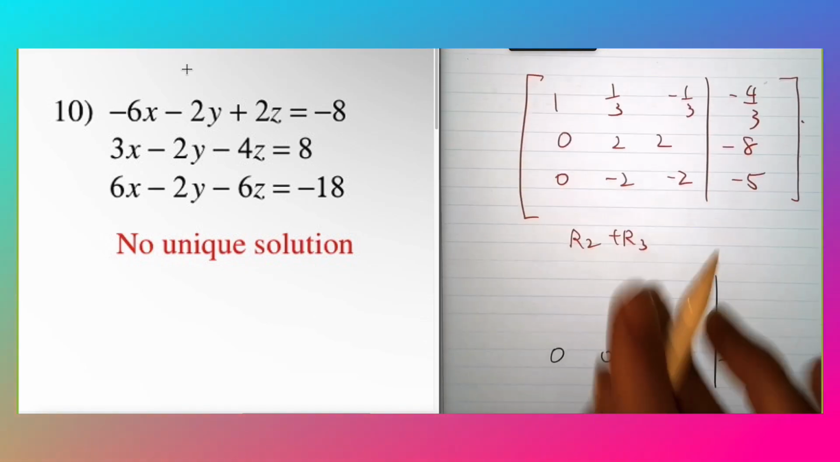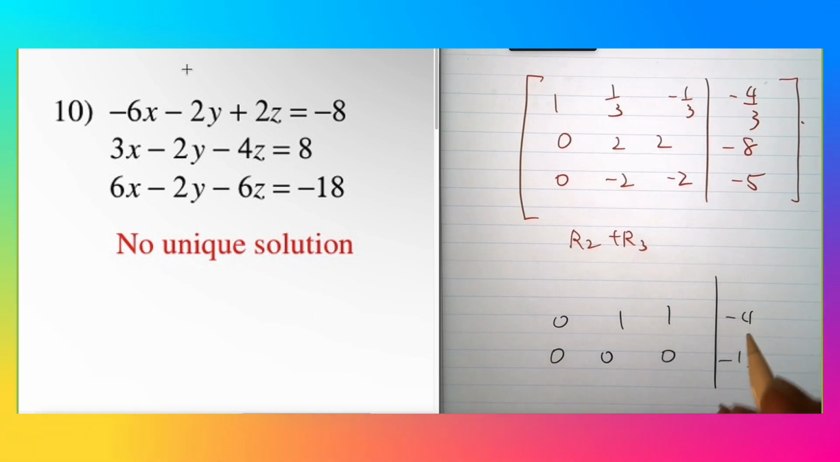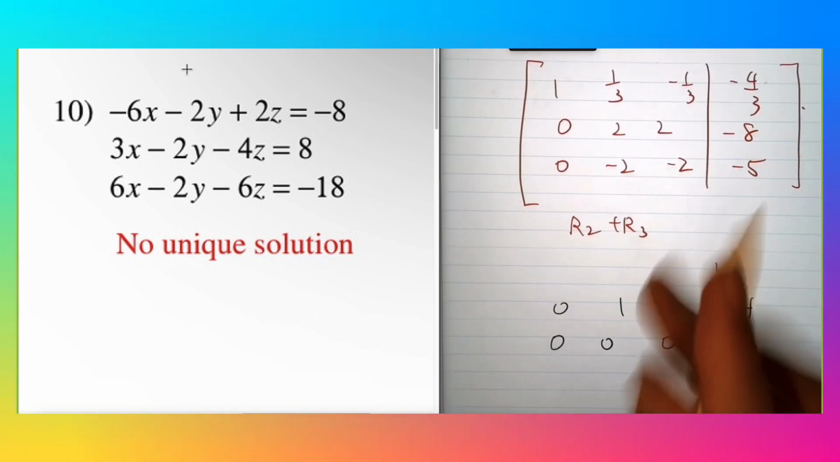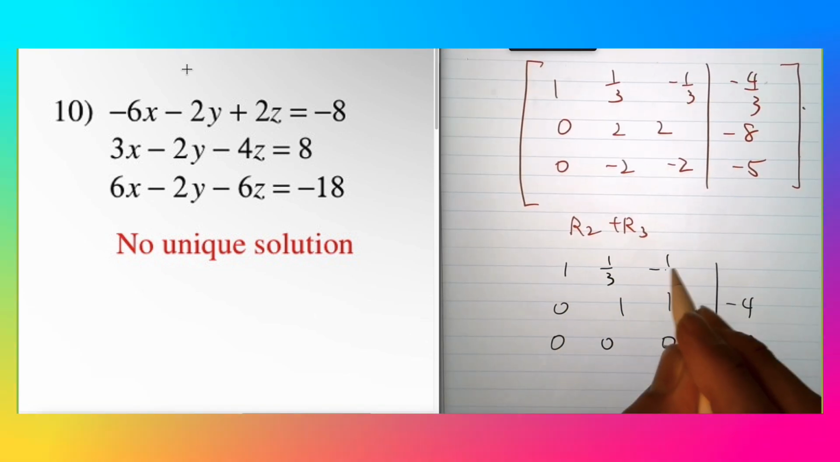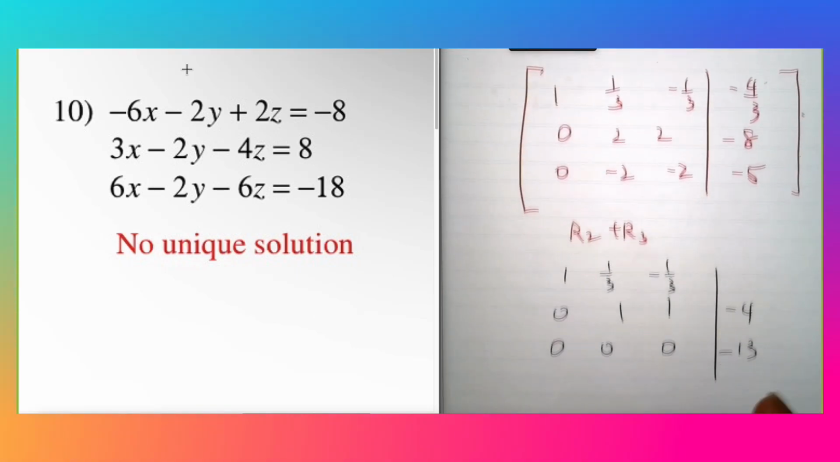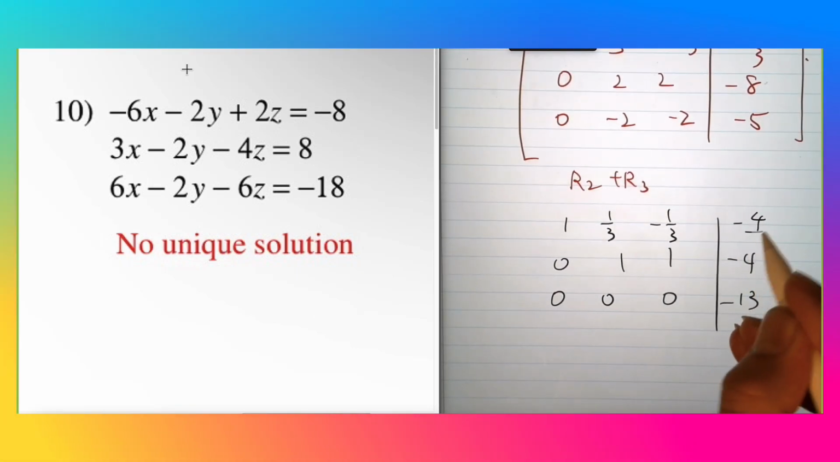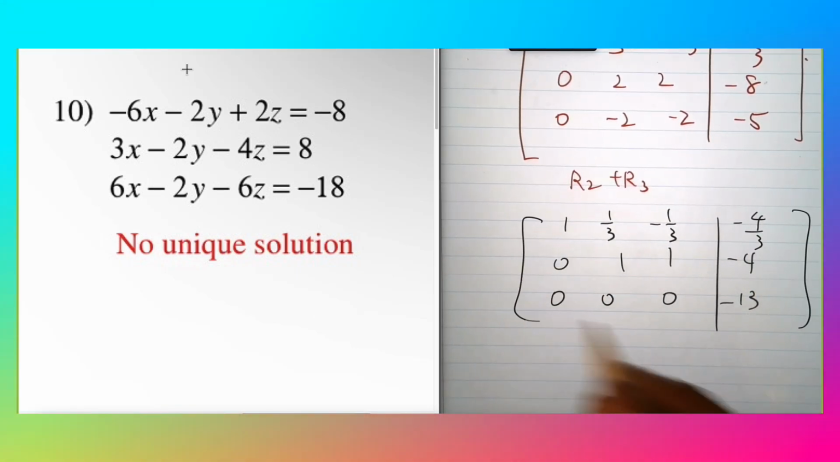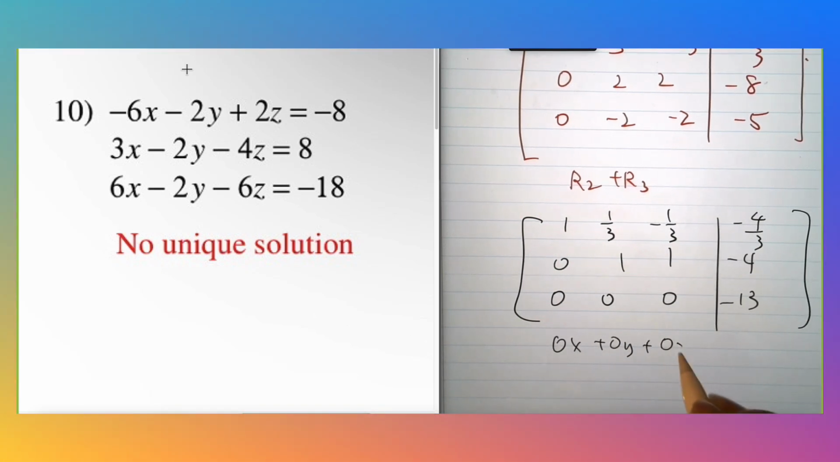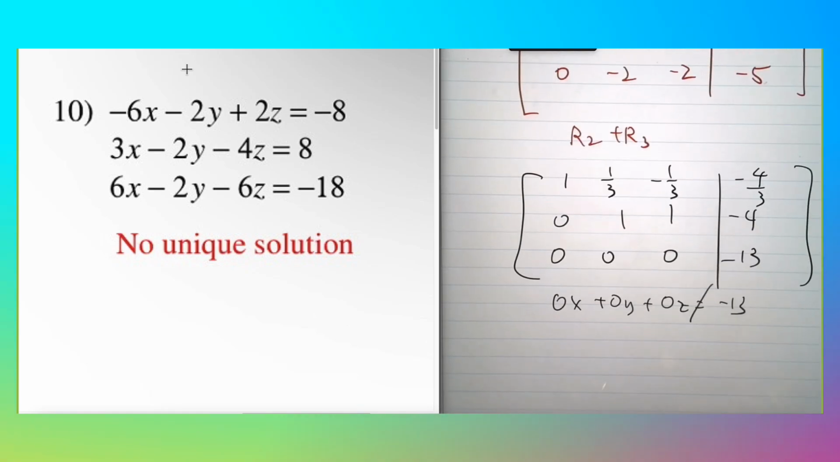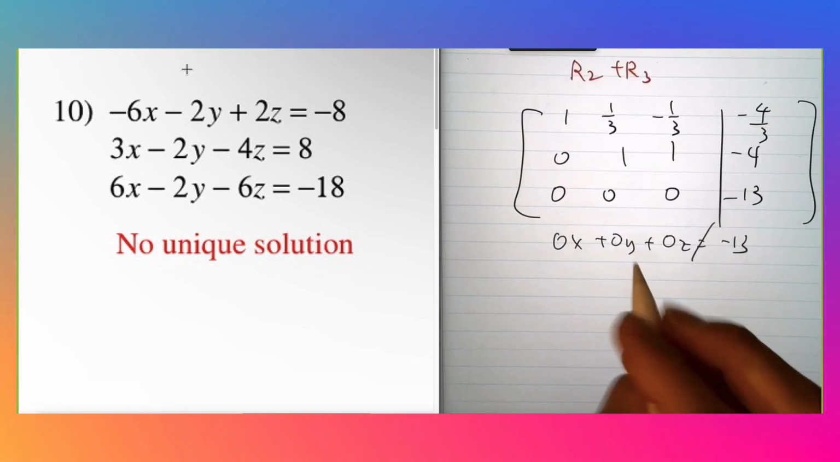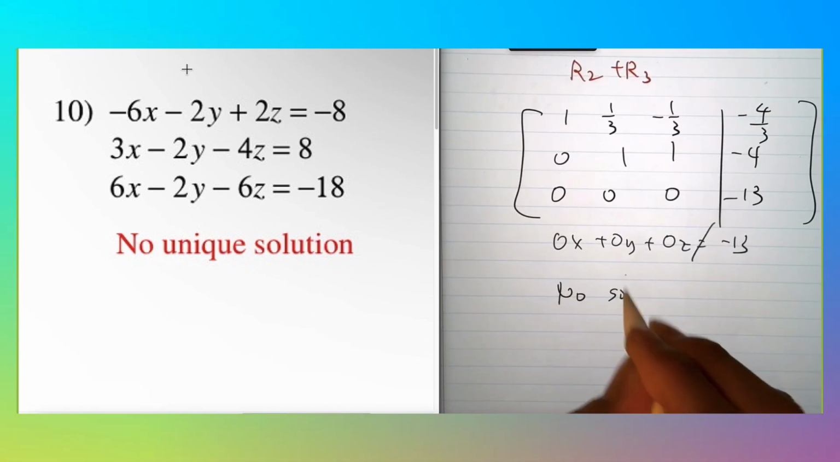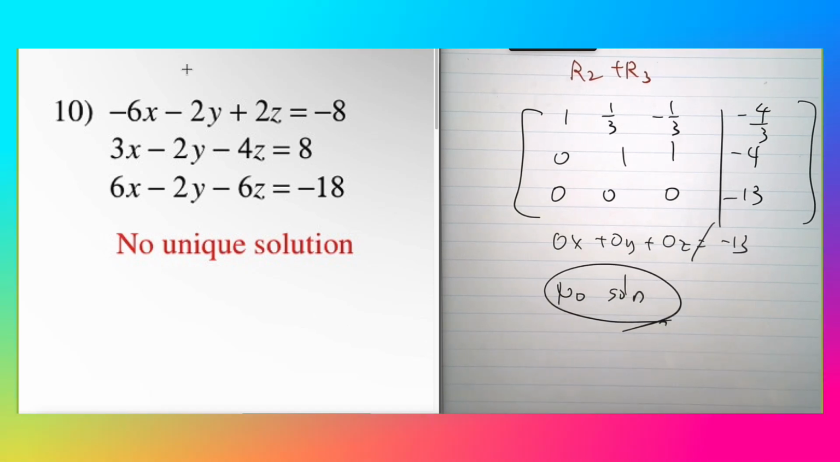Okay, 0, 1, 1, negative 4. And then the upper one, 1, 1/3, negative 1/3, negative 4 over 3. The problem is, you know how this is 0x, 0y, 0z equals negative 13? That's not true under any circumstances. So we don't have to go further, and we just say no solution. Alright, that's how you solve this.